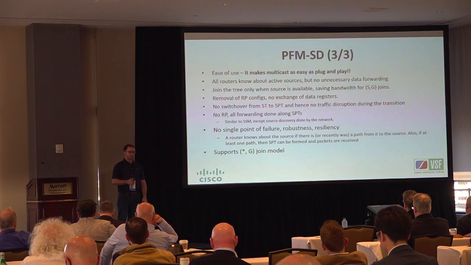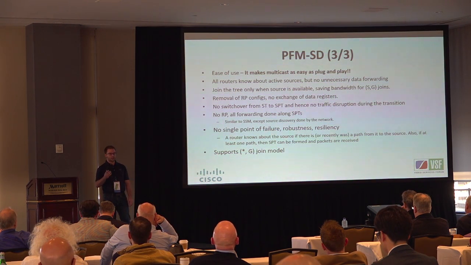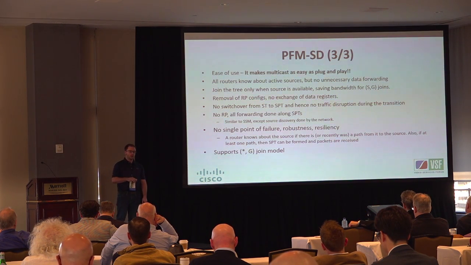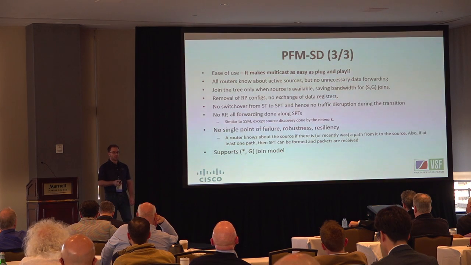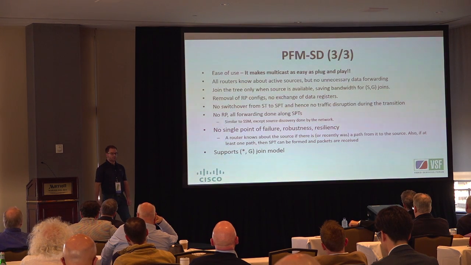So you only join trees when that source is available, saving bandwidth for SG joins. You don't have to build that state to the rendezvous point if you join a flow that's not actually there. Gets rid of the RP configs, no exchange of data registers, no switch over from that ST to the SPT, and hence no traffic disruption during that transition.